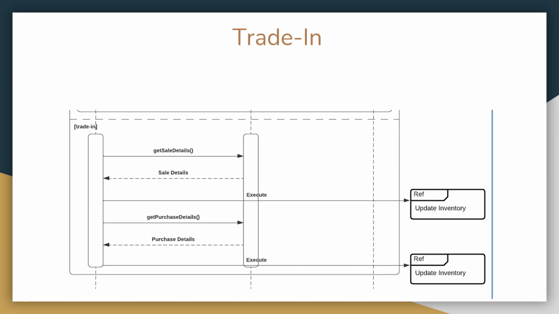Lastly, trade-in transactions represent both a sale and a purchase transaction. First, we get the details of the sale and execute the update inventory to recursively process the transaction as a sale and follow the normal flow of the sale. Similarly, we'll get the details of the purchase and execute the update inventory to recursively process the transaction as a purchase. And then we'll follow the normal flow for a purchase.